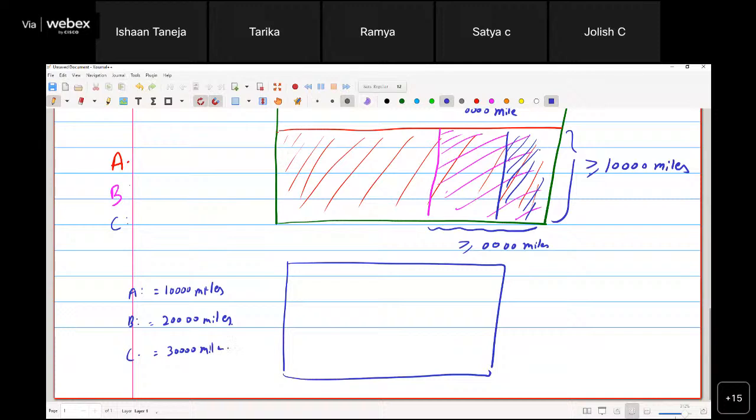In that case, if you're saying equal to, it means it's exactly working for 10,000 miles, right? It's exactly working for 20,000. It's exactly working for 30,000. Yeah, that's what I'm saying. It should be three disjoint events, right? But the battery is the same, right? But events can be disjoint, right?